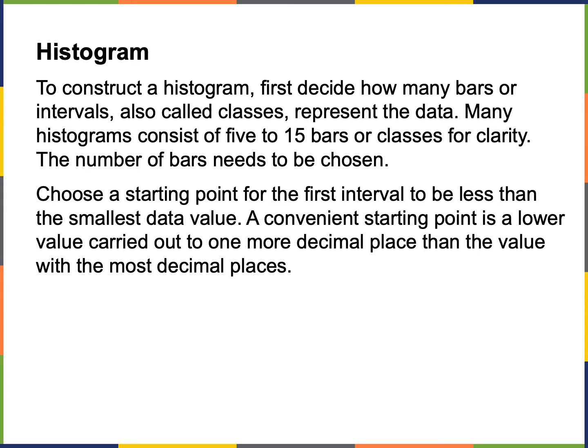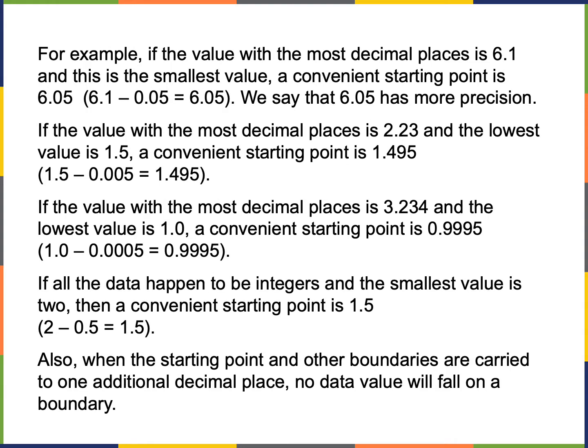Usually a convenient starting point is a lower value carried out to one more decimal place than the value with the most decimal places. That sounds confusing, so let's look at an example. Let's say you have 6.1 in your data set, and that was the smallest value. Then a good starting point is to subtract with two decimals, so that you have 6.05, directly underneath 6.1.